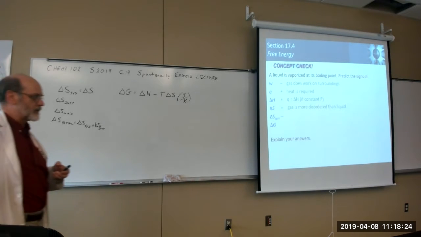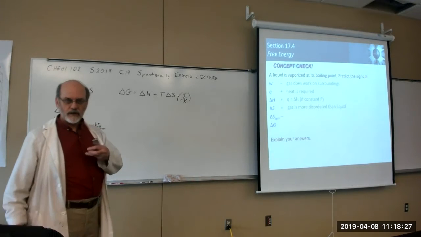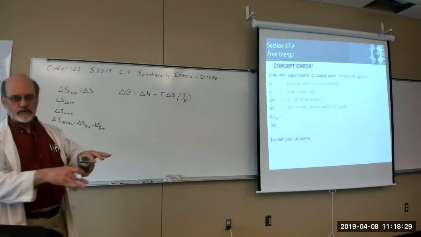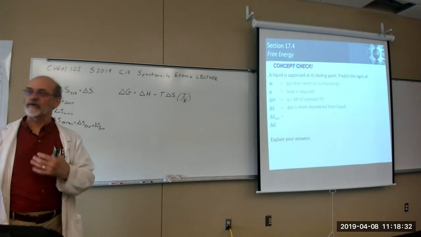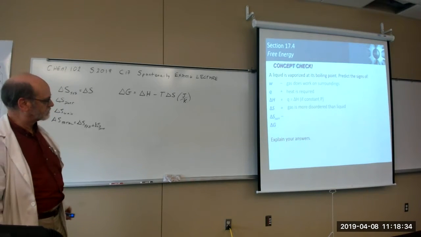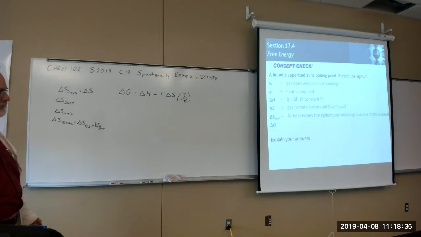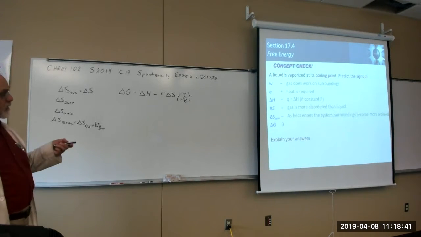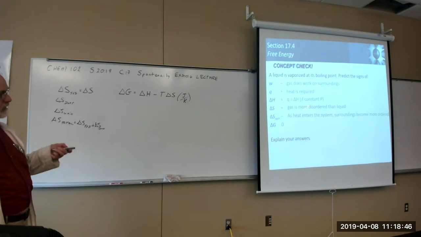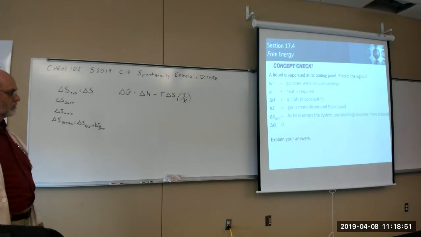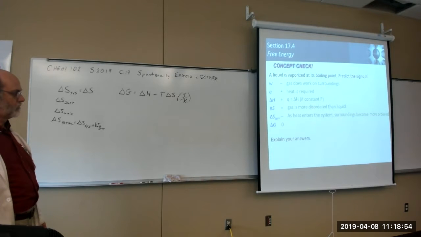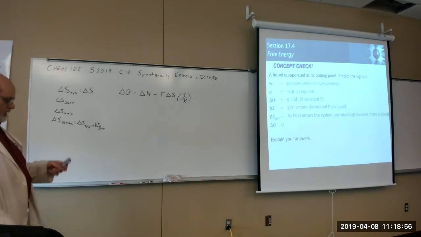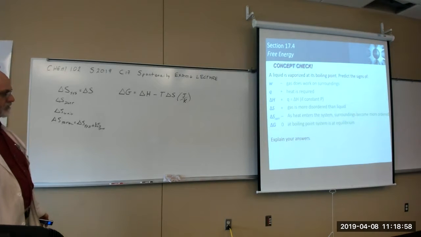And that's in terms of energy, right? Because we're putting energy into it, and the energy's got to come from somewhere. It's coming from the surroundings. And then delta G, because this is boiling, delta G is 0. Why? Yeah, explain my answers here.